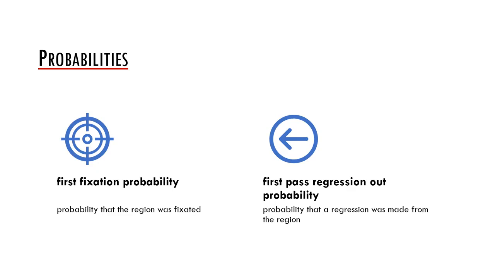These are first fixation probability, which is an overall probability that the region was fixated throughout an experiment. Another measure is the first pass regression out probability. This is the probability that a regression was made from the region throughout the experiment.